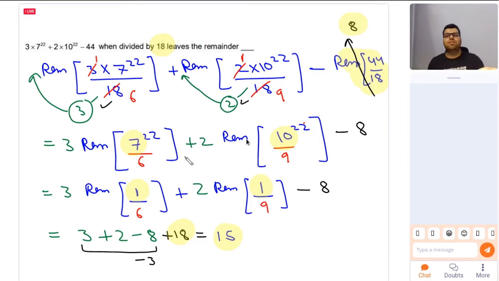It was visible on our face that after the second step, the answer will be 3 plus 2 minus 8, 5 minus 8 is minus 3, and then we'll add plus 18, so minus 3 plus 18 is 15. So 15 is the answer. Simply using the properties of the Rem function, we have solved this.